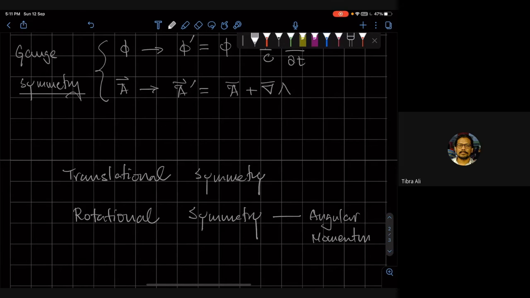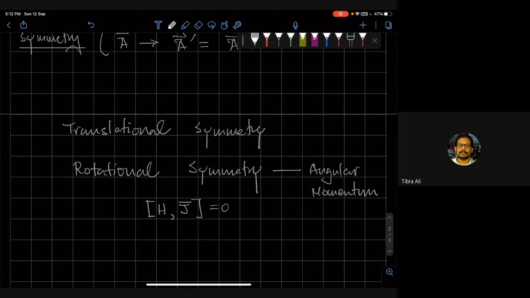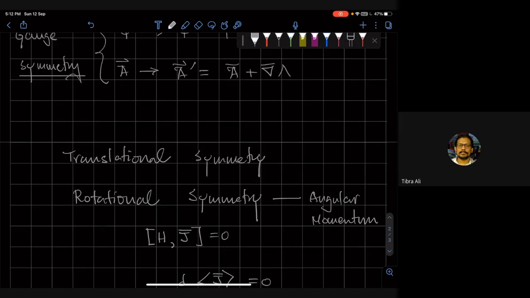Remember that if my system has rotational symmetry, then the Hamiltonian commutes with all the generators of rotation. And this means that under time evolution of the system, the expectation value of, say, these operators in any state is constant, right? And therefore, we have angular momentum conservation. Similarly, translational symmetry, you can show, leads to the conservation of linear momentum, okay?